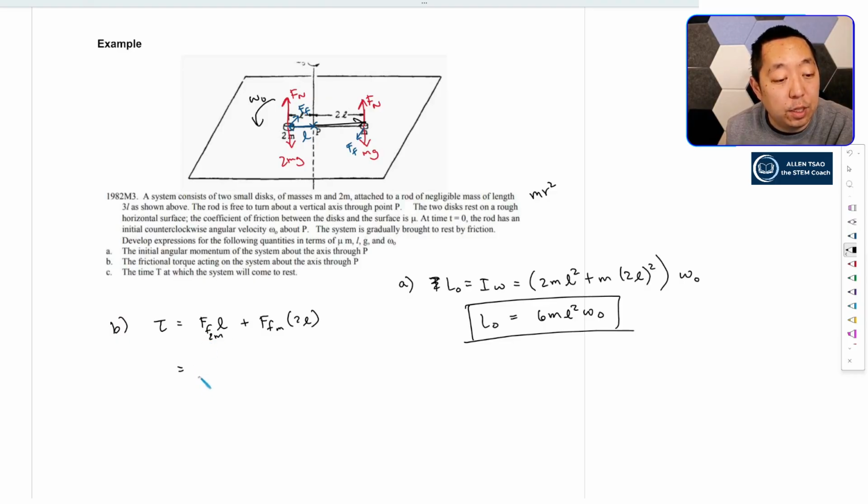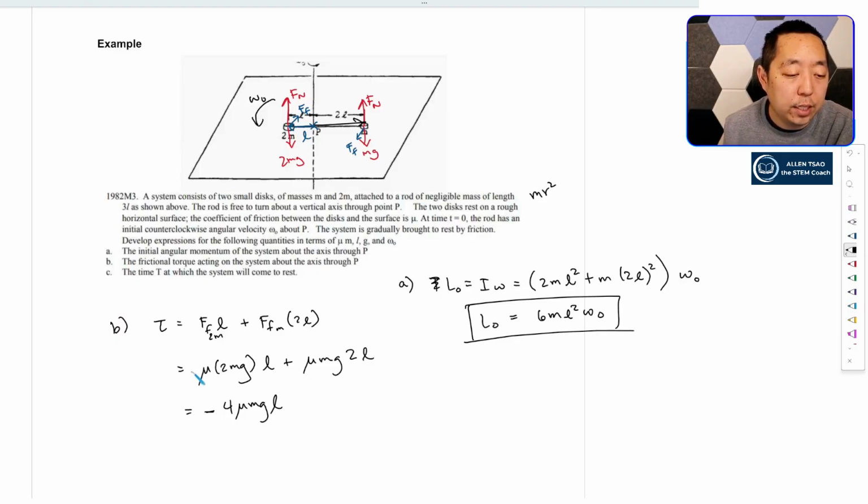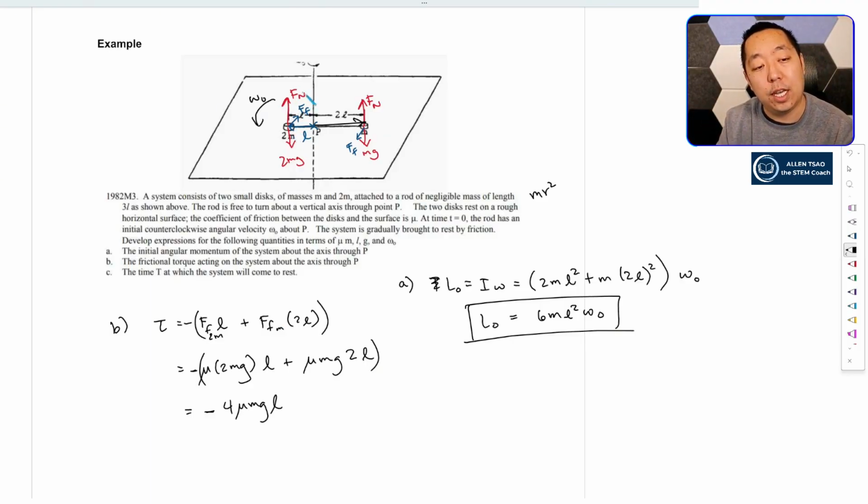And this force of friction is going to be mu times the normal force. That's 2mg for this one, because here the normal force equals 2mg because there's no vertical acceleration. And then this is going to be mu mg for this guy over here times the 2L. So this is going to be 2 mu mgL plus 2 mu mgL, which is 4 mu mgL. Now, this is a negative torque. Technically, I should put a minus sign on all of this. Why? Because it's slowing it down. It's going to cause an angular acceleration in the opposite direction. So that's the frictional torque there.